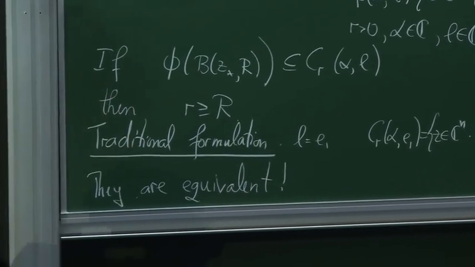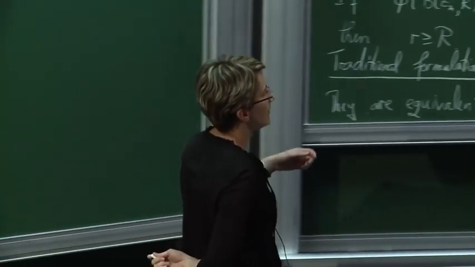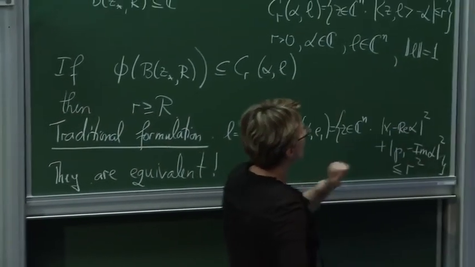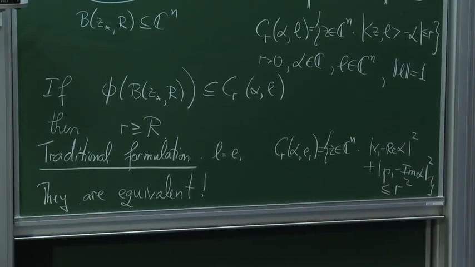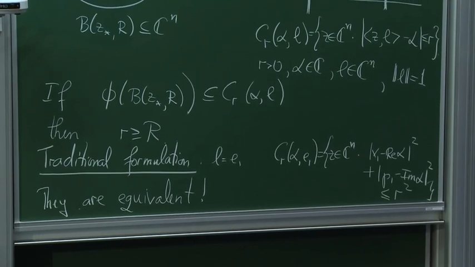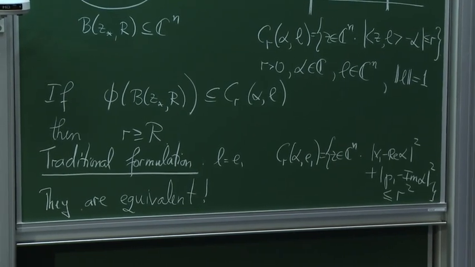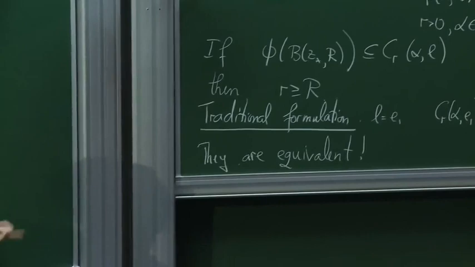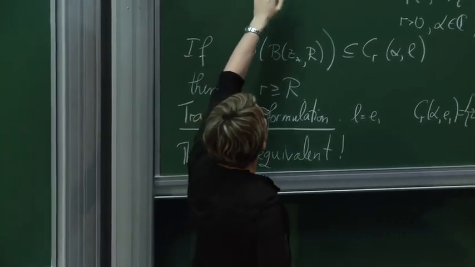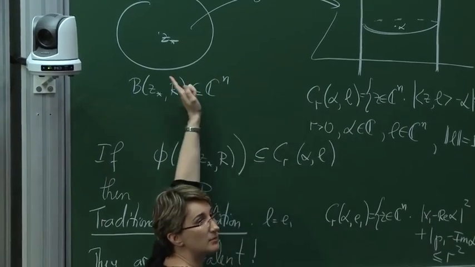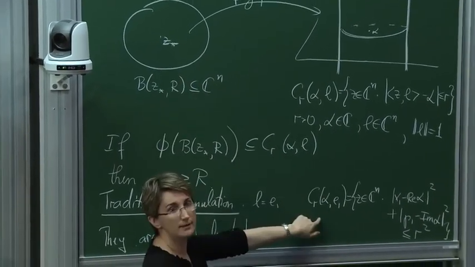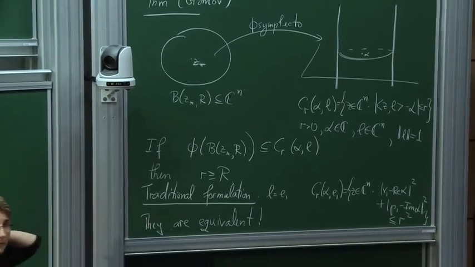So how do we see that? Well, because L is normalized to have length 1, there is a unitary map that takes E1 to L, right? And unitary maps preserve the inner product, which means that they preserve the symplectic form. So if there is a symplectomorphism between the ball and this cylinder, then composing it with a unitary map, you get a symplectomorphism that maps the ball inside this cylinder, and the other way around, okay?